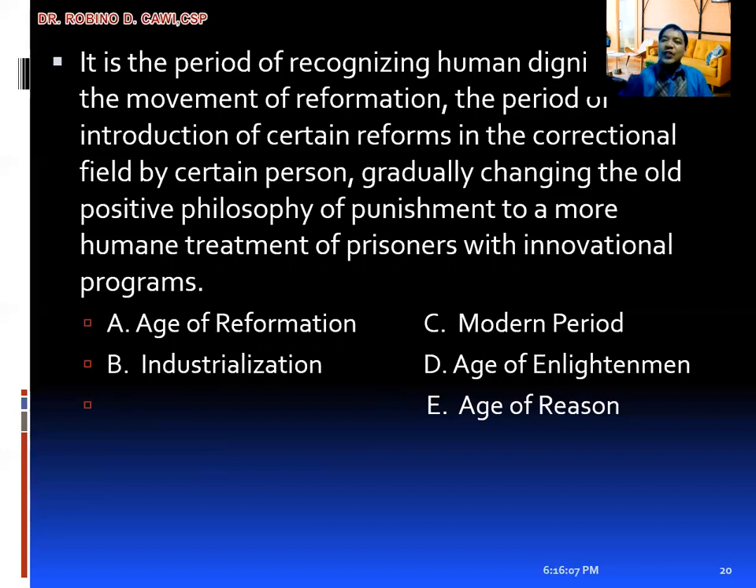So what was reformed? It is not the person, but rather the manner in which penalty and punishment are being used. From the use of the death penalty and torture, they tried to reform it by changing it to imprisonment as a means of dealing with criminals.